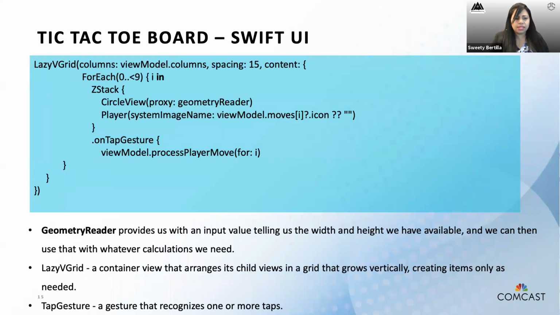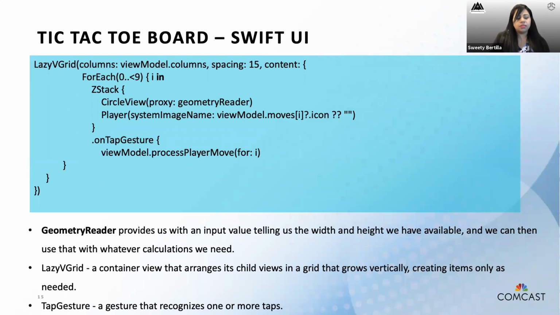It's pretty much the same. Dheeru here has used LazyVGrid, but LazyVGrid is already in GA, so he doesn't have to use any annotation for this. And here he's passing columns, which is coming from the view model, which is handling the business logic. And he's passing probably 3, because again, we need the board to be 3 by 3. And he's setting some spacing that is 15.